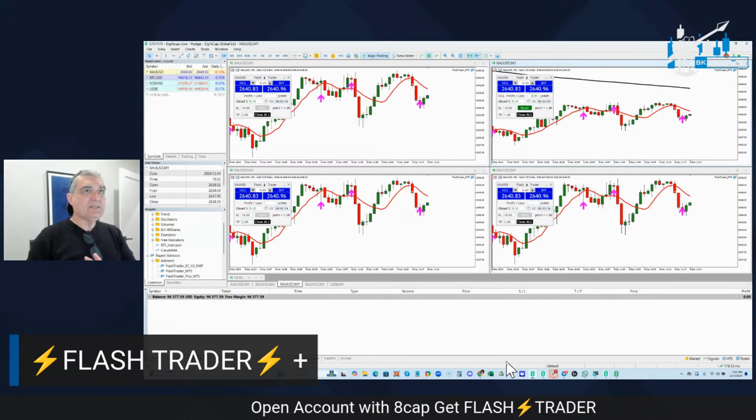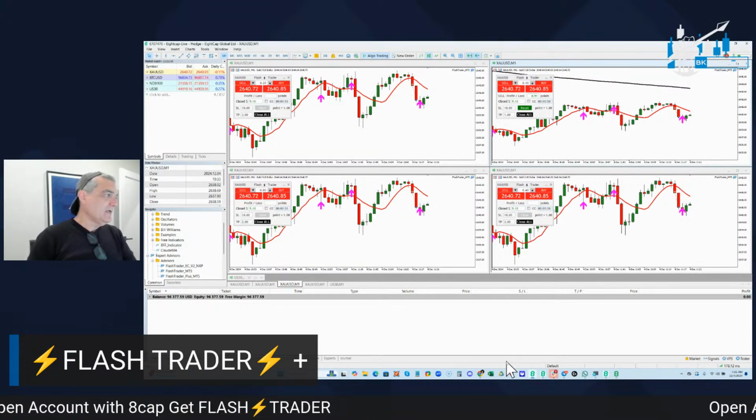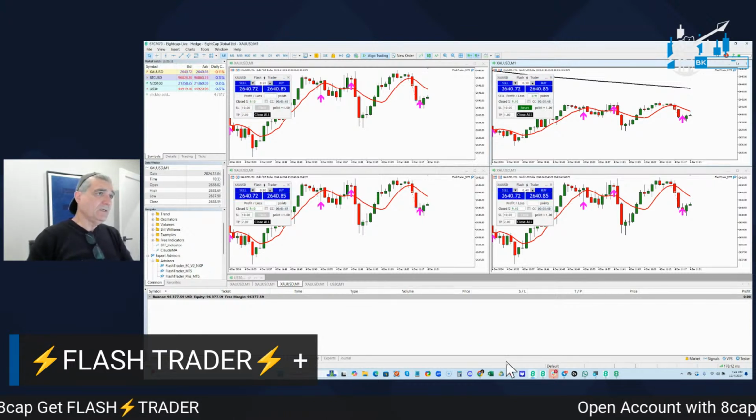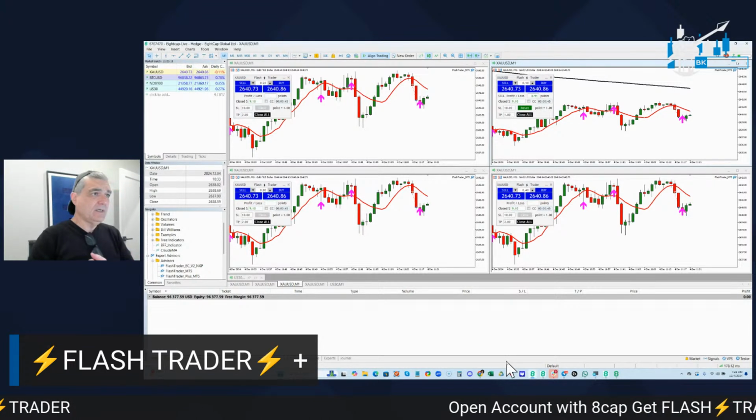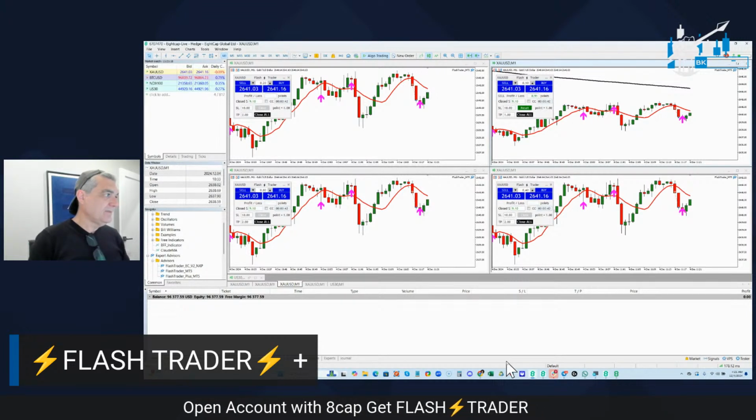The black line is the 200 period SMA, and the red line is the 8 period SMA. It's pretty cool, right? Let me see.